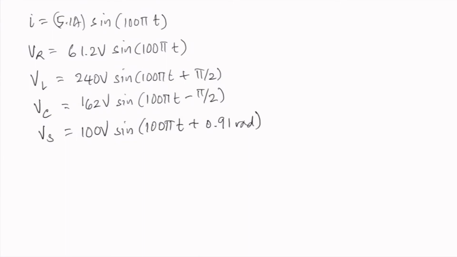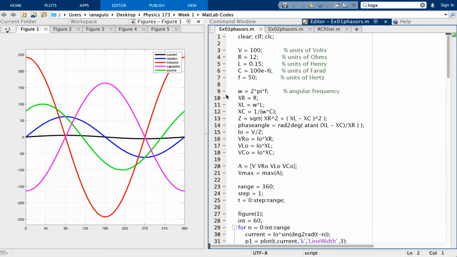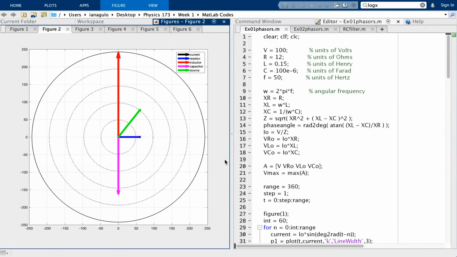We can now draw the phase plot or the phase diagram, and if you wish, we can also draw the sinusoidal waveform. So, by using MATLAB, I was able to program and type in the equations that I needed in order to make the sinusoidal plot and the voltage phasor diagram.